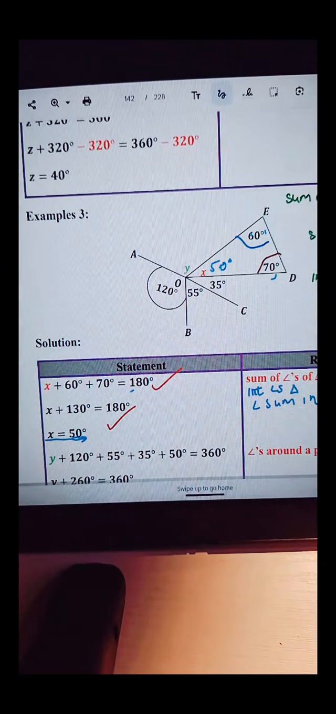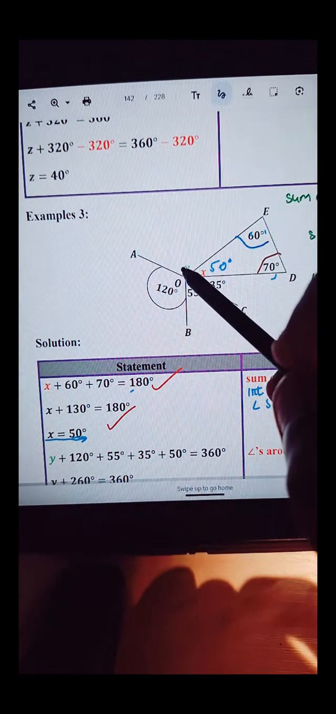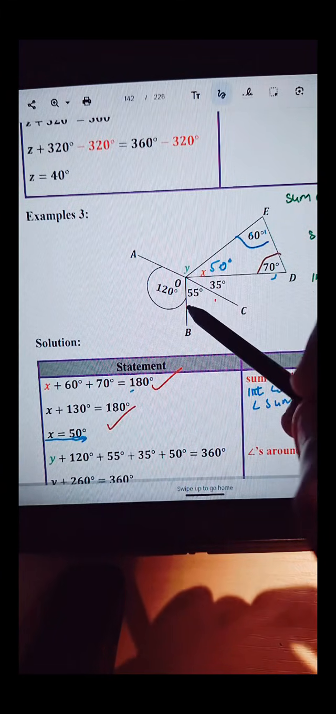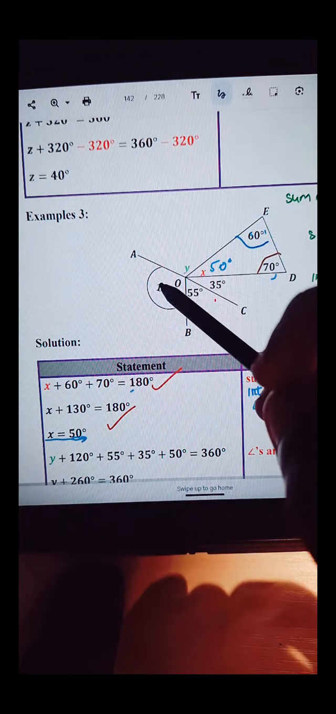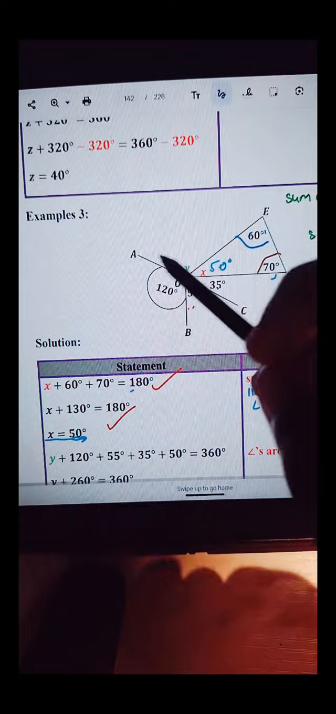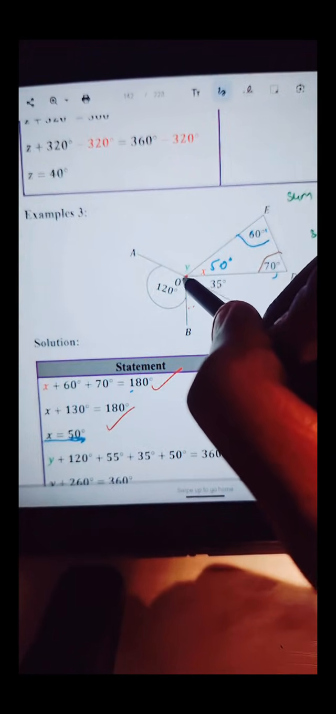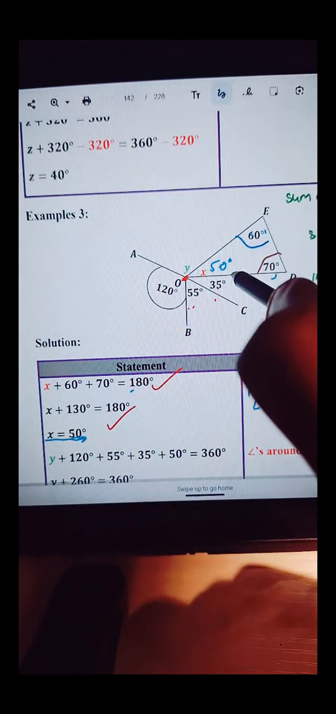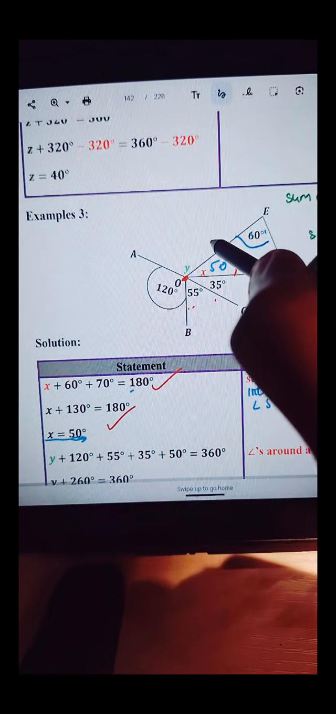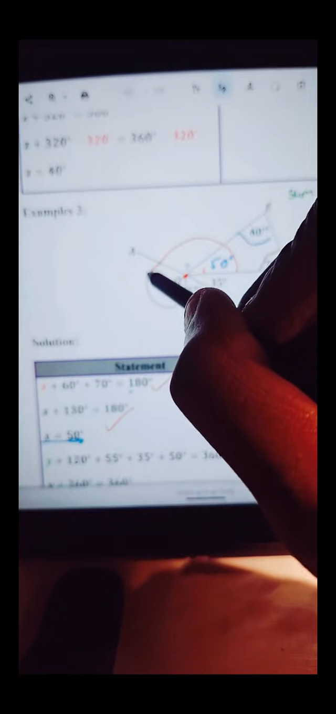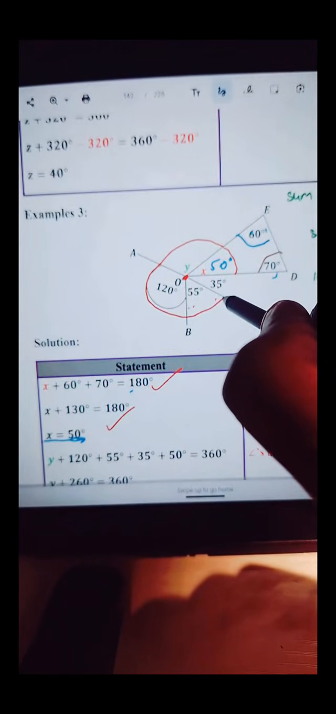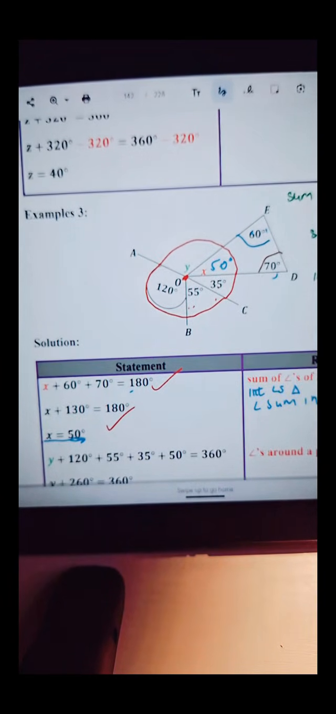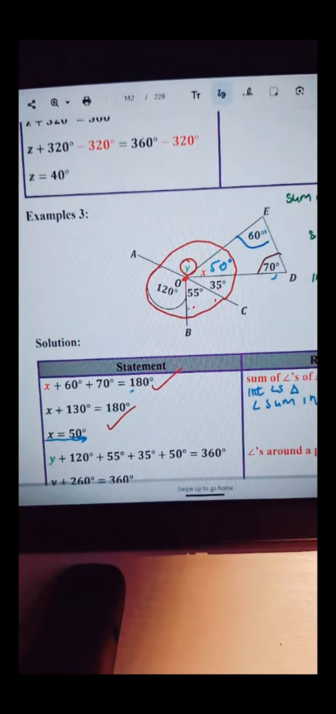Then when we re-look at the diagram, now we are looking at it in light of y: 50 degrees, 35, 55, and 120. So what do we do now? We say, well, 50, y, 120, 55, and 35 are all angles, but they are around this point. 50 from here to there. 120 from here to there. 55 from here to there. 35 from there to here. What does that form? A full circle revolution with one missing angle, which is y.